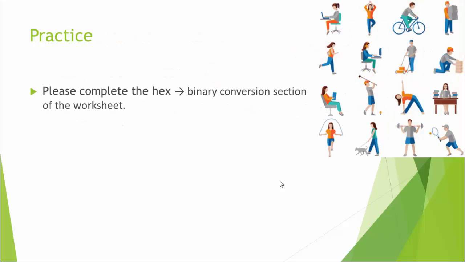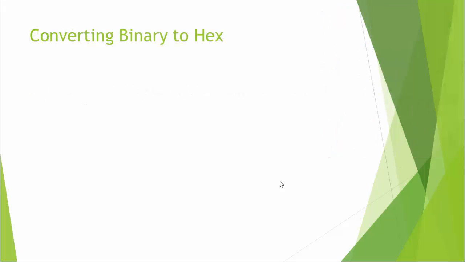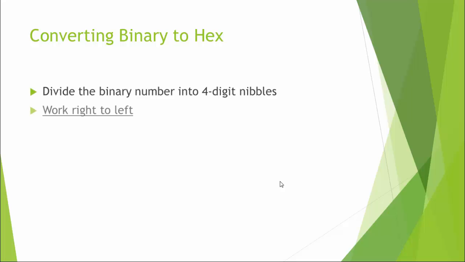All right, so as far as practice goes, you can do the hex to binary conversion section of the worksheet. It's pretty quick. Now, converting binary to hex, the only catch is making sure that you work right to left. So you're going to divide the binary number into 4-digit nibbles and then work accordingly.